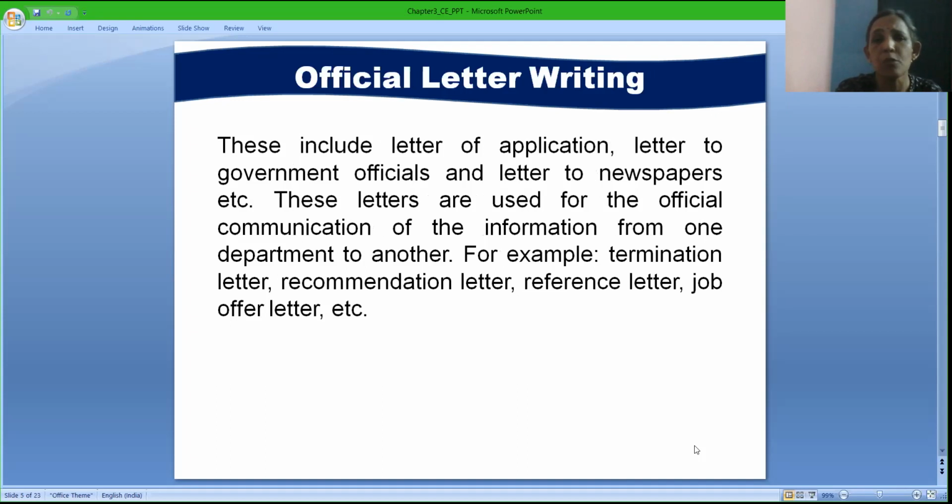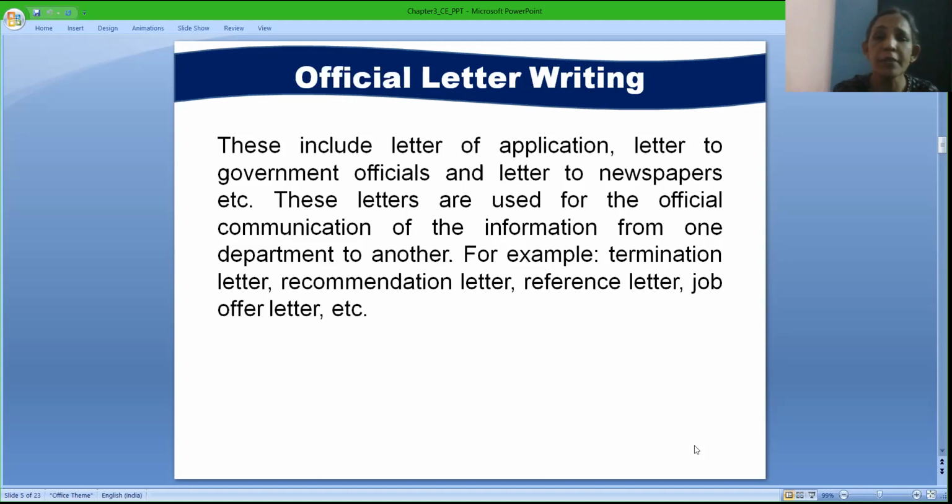The next is the official letter. Whenever we write any kind of letter which is related to our official work, to our professional and day-to-day life of our occupation, such a letter is called an official letter. In these official letters, we communicate about the organization within which we are working, between departments, between branches, between the different units working in different places of the same organization. When letters are written within the purview of an organization and relate to different departments or functions, such letters are called official letters.